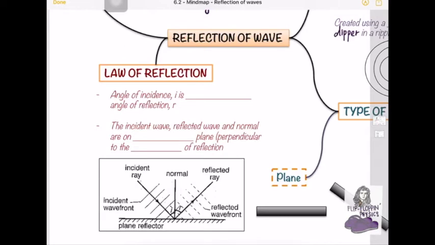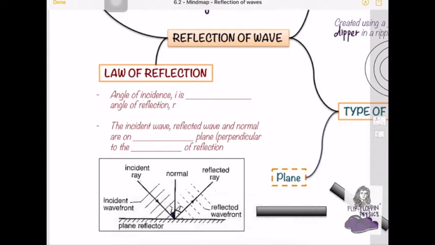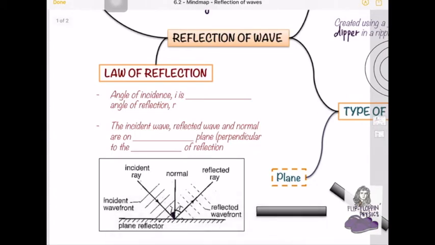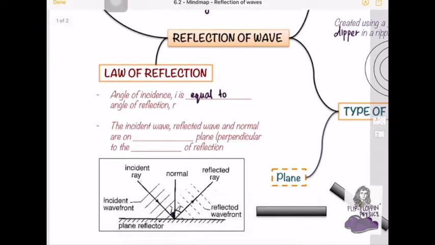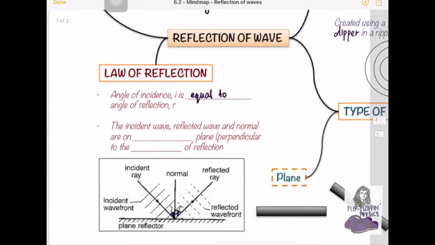The law of reflection states that the angle of incidence, which is the angle here where the light ray comes into contact with the surface that's going to reflect it, is equal to the angle of reflection. This here is the angle of reflection, where the light ray is moving away from the surface that is reflecting. You also need to know that the incident ray, the reflected ray, and the normal must all be in the same plane.